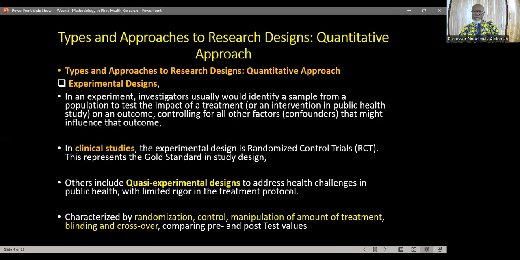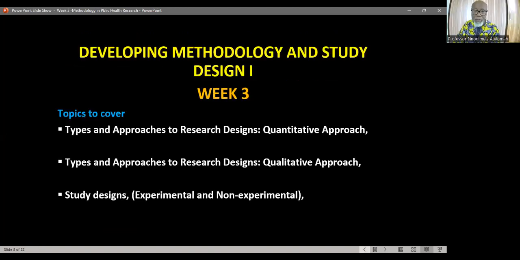Okay, so can you see the slide? Yes, Professor. Okay, so I'm going to go to the beginning of it. All right, so it has to do with study design, developing methodology and study design. So we have done a lot of groundwork, a lot of analysis, a lot of reviews in establishing the evidence about the nature of a disease in our literature review. That's the best way I can summarize that.